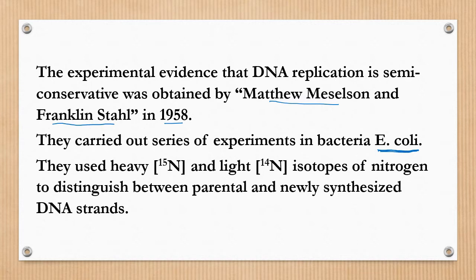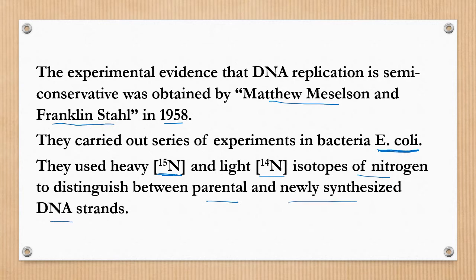They used heavy and light isotopes of nitrogen. These isotopes are not radioactive elements. The heavy isotope is represented as N15 and the light, which is normal nitrogen, is N14. These isotopes, heavy and light, are used to distinguish between the parental as well as newly synthesized DNA strands.